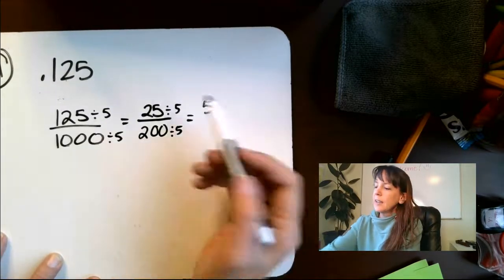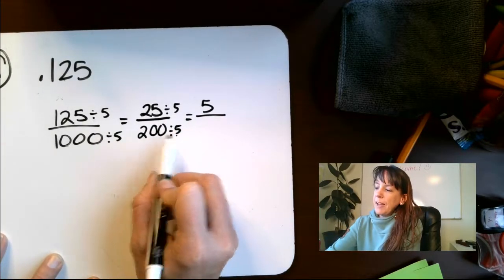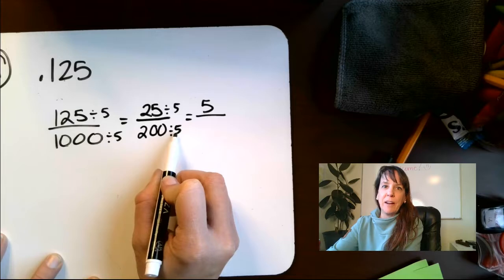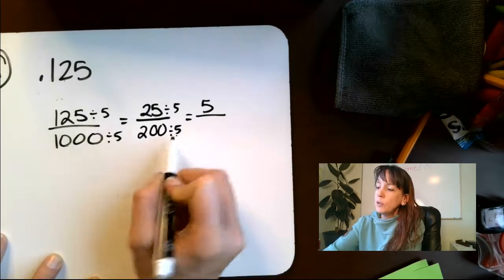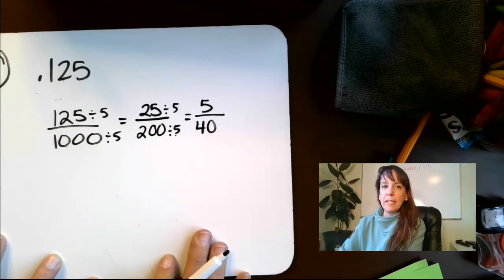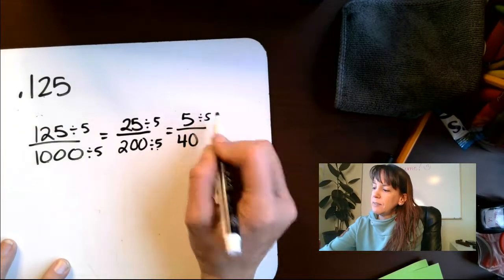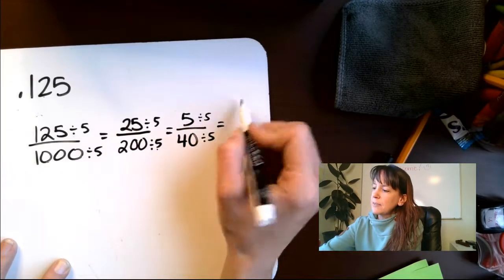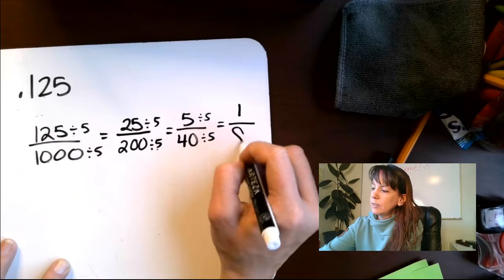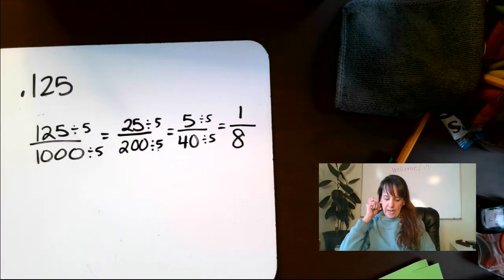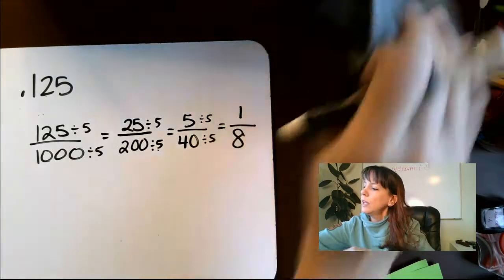Up top, I'm going to be getting 5. Down below, I get 5. So 20 divided by 5 is 4. So 200 divided by 5 is 40. Well, I can divide by 5 again. Let's do it again. This gives me 1 over 8. Okay. So let's talk about these numbers that are a little bit larger.